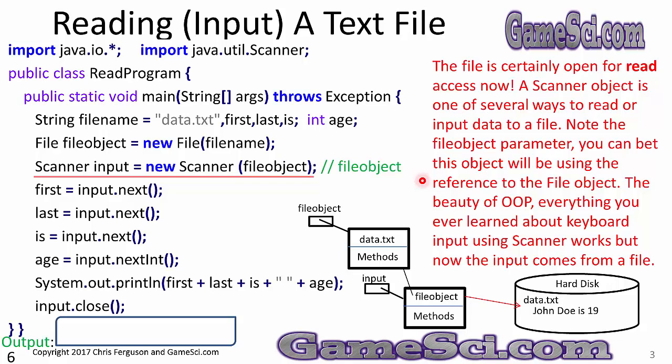The beauty of OOP is everything you ever learned about keyboard input using Scanner now works, but now the input comes from a file. The only difference between this Scanner object and a keyboard Scanner object is the data will come from a file.